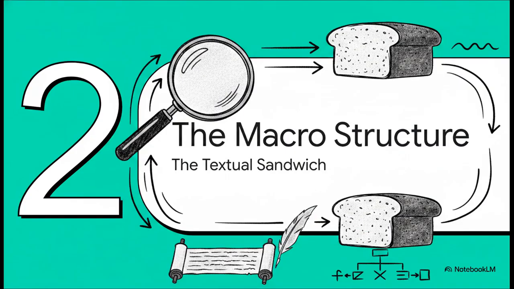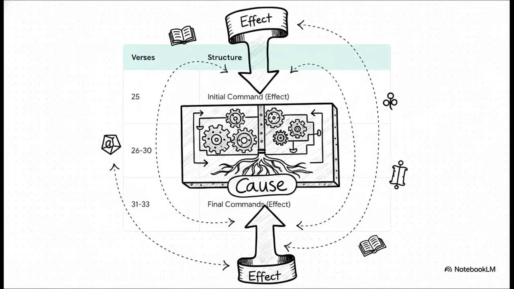Moving on to Section 2, the macrostructure. We like to call this the textual sandwich. Think of the passage like a sandwich. Notice how it begins in verse 25 with an initial command. That's the effect. Then it dives right into a large middle section giving the reasons for that command. That's the cause. And finally, it loops back to final commands, which is the effect again. It's a highly structured, deliberate movement. Effect to cause and straight back to effect.